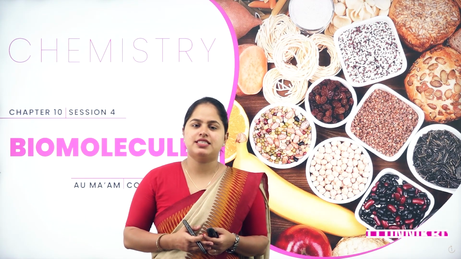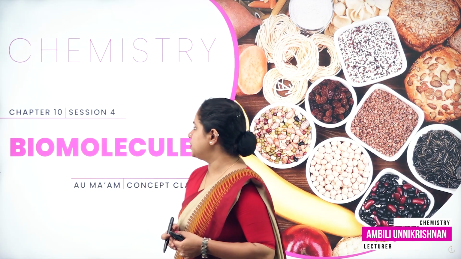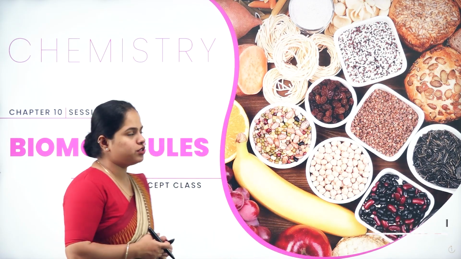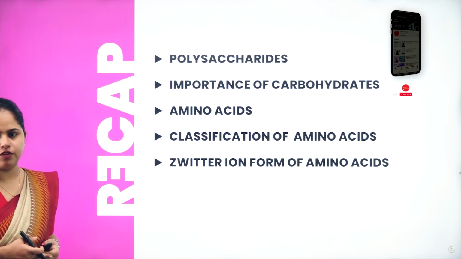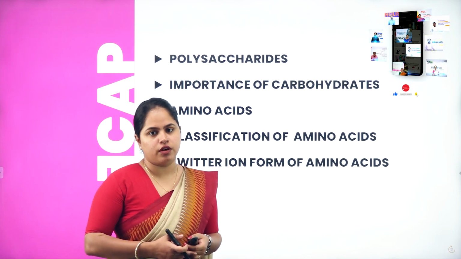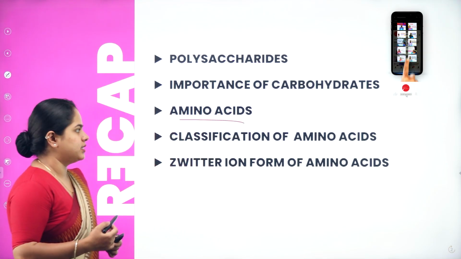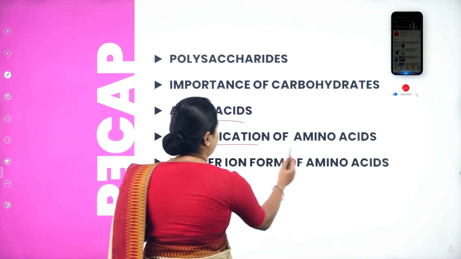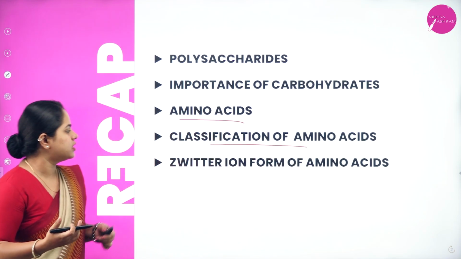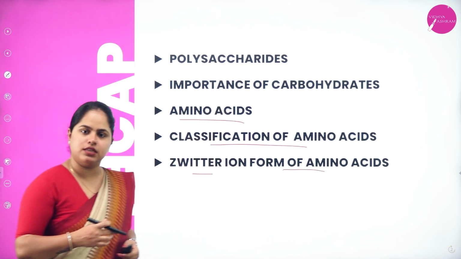Hello everyone, this is Amli Unnikrishnan from the Department of Chemistry. So today I'm back with session 4 of the chapter Biomolecules. In the last session, we started off with polysaccharides, and then we moved on to the importance of carbohydrates, as well as we started off with amino acids and the different classification of amino acids based on different factors, as well as the Zwitter ion form of amino acids, which was discussed in the last session.